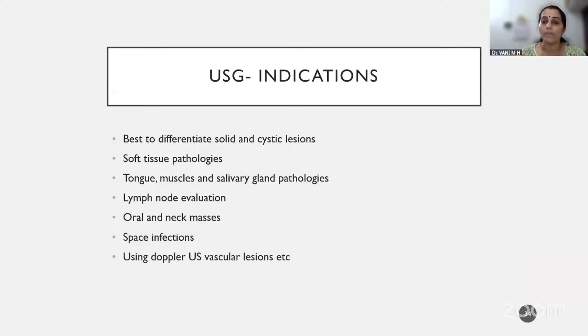Indications: a very important indication of ultrasound is that it is best to differentiate between a solid and a cystic lesion. In soft tissue pathology, cervicofacial lymphadenopathy, then organs like tongue, muscles, salivary glands, etc. Then any oral and neck masses, soft tissue masses, space infections, and for vascular lesions, you can use Doppler ultrasound.